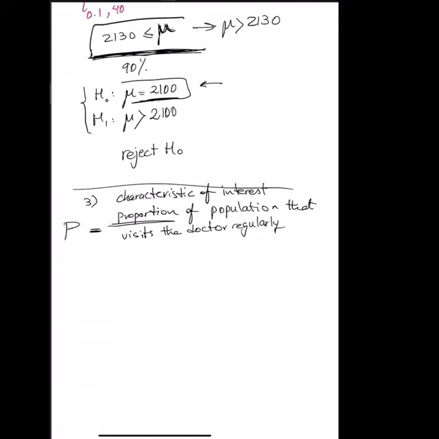So the proportion of the population that visits the doctor regularly, that's P. I don't know this P, similar to the mu. If I want to know what percentage of the people in the US visit their doctors regularly, I have to go ask every single person if they visit their doctor regularly, and when they answer, I can find out the value of P. But I won't be able to do that, right? So I won't have a way to find the proportion of people that meet their doctors regularly in the population.